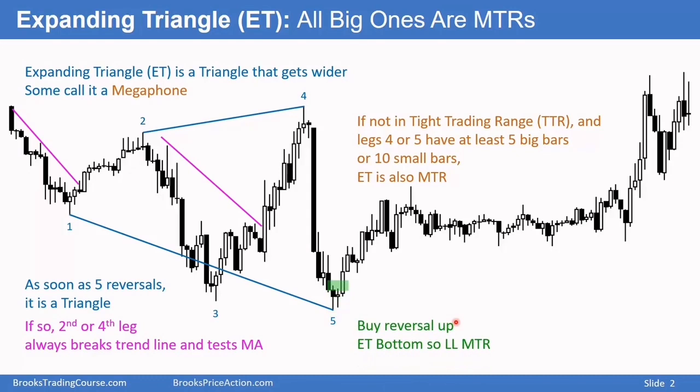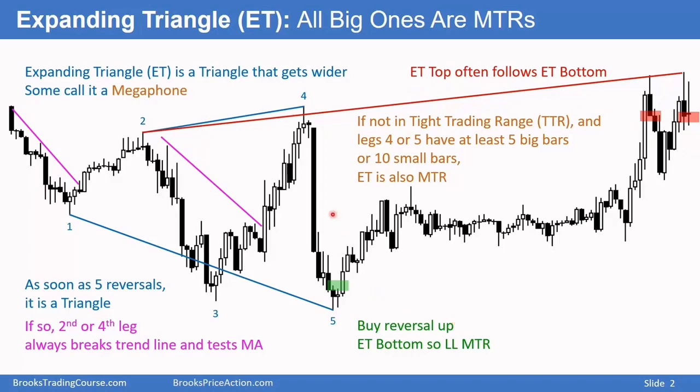Traders will look to buy the reversal up. You can call it either a lower low major trend reversal or an expanding triangle bottom. Every expanding triangle bottom is a lower low major trend reversal. Whenever you have an expanding triangle reversal and then the market gets to the opposite side, it usually tries to form a bigger expanding triangle.